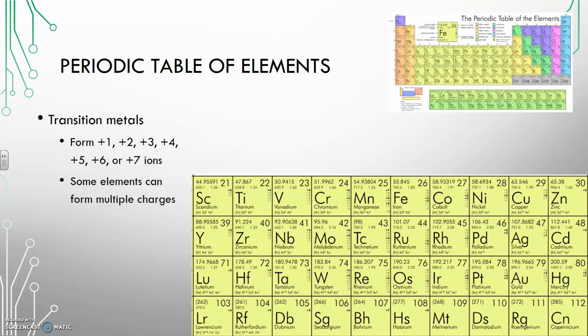Some elements can form multiple charges. These, because they are metals, are malleable, ductile, good conductors of heat, and good conductors of electricity. You will probably recognize several of these. We have titanium, zirconium you might recognize. Then we've got manganese, iron, cobalt, nickel, copper, zinc, silver, gold, platinum, and then mercury.